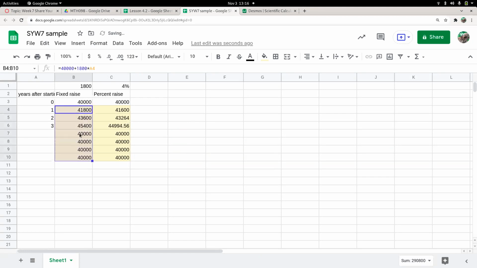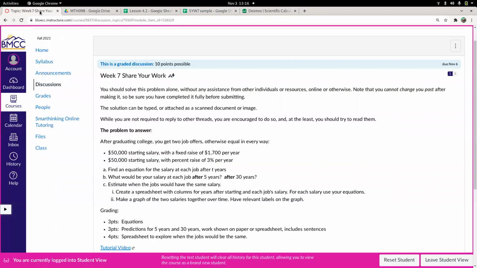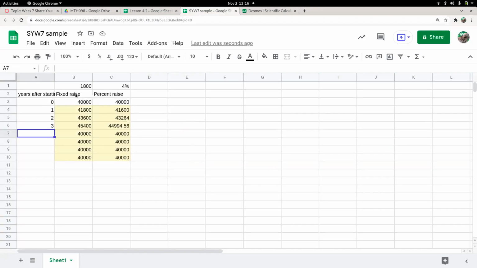That's better. Yeah, so this should treat that as a 0 over there. And then I can just fill down the years for ways and see what happens. So for example, I wanted to know what's going to happen 5 years later, what's going to happen 30 years later. And right, the fixed raise company went out of their way to give a better raise at first than the other company here. So you might say, yeah, that's what I want. But wait, watch this. This is cool.